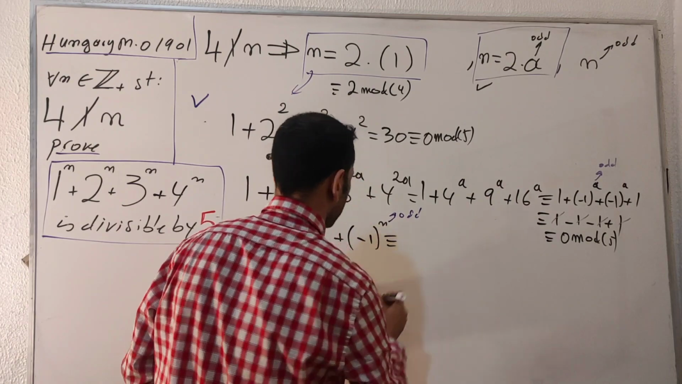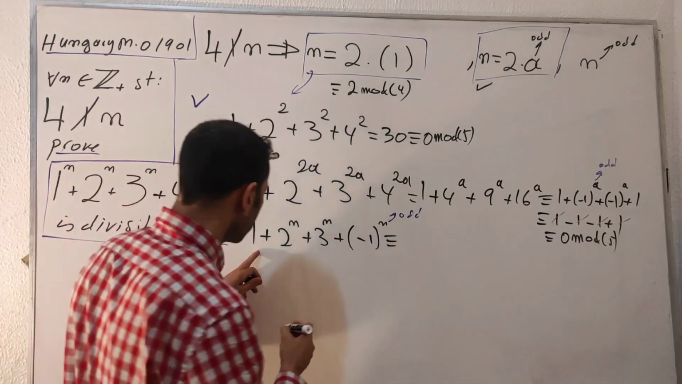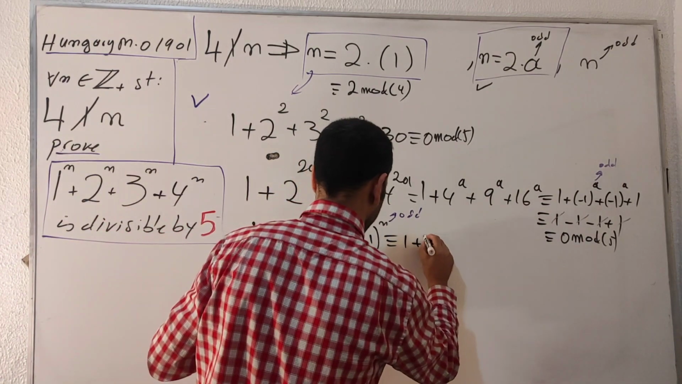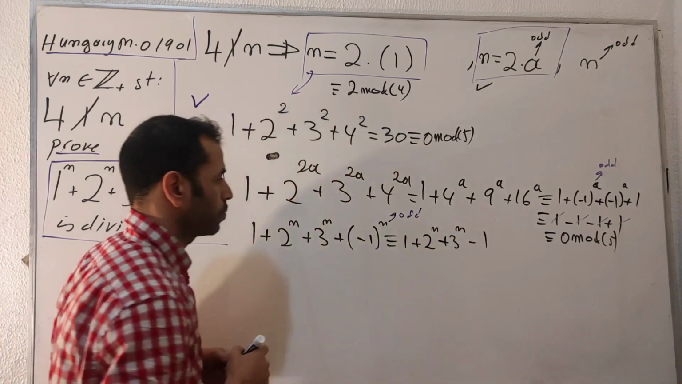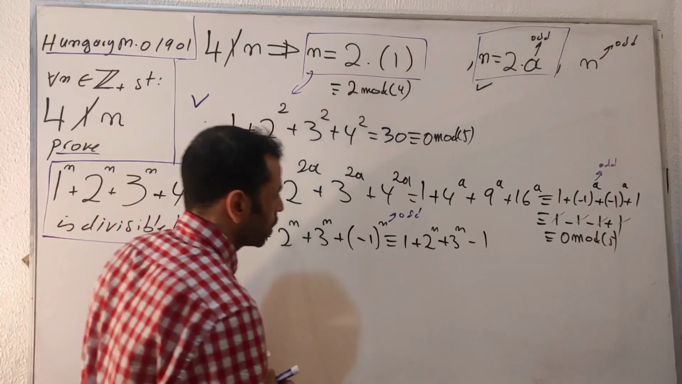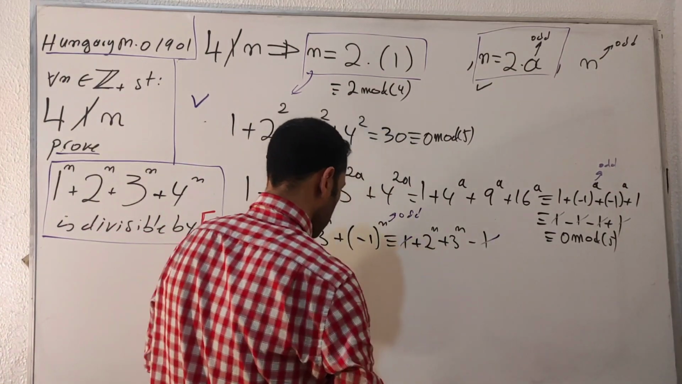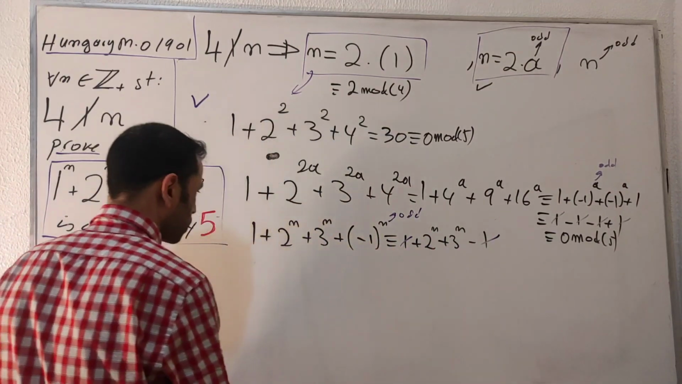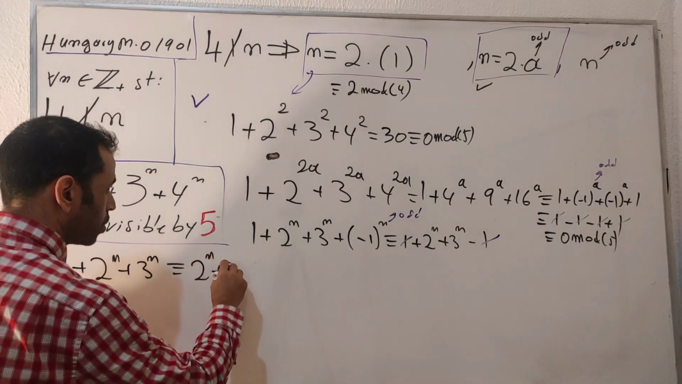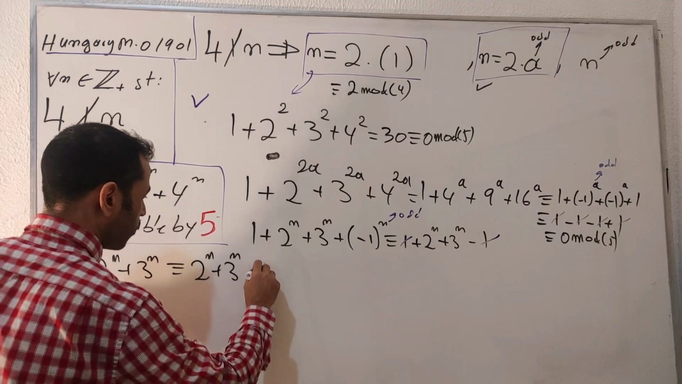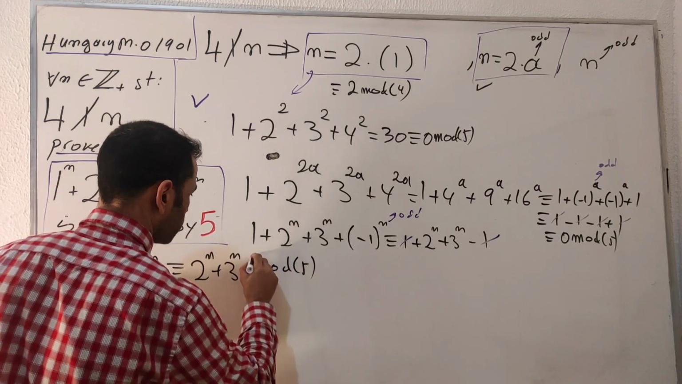So I'm reducing this one to mod 5, okay? So this one I will be left with 1 plus 2 to the n plus 3 to the n minus 1, okay? Now I get this one 0. I will be left with this one. So I get n is congruent to 2 to the n plus 3 to the n mod 5, okay?